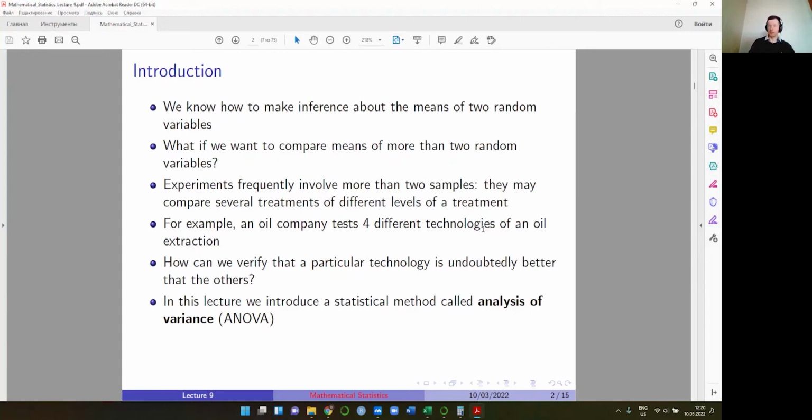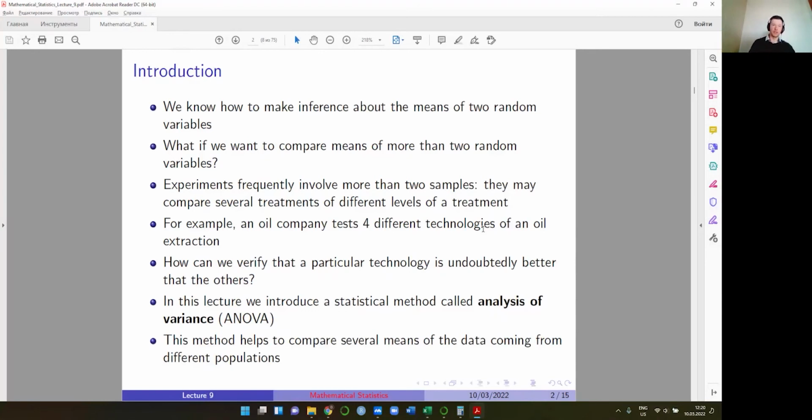So I hope you understand the problem. We want to compare population means for more than 2 populations, 3, 4, 5, and so on. This method helps to compare several means of data coming from different populations, or maybe the same. That's actually the question: whether the samples come from the same population or from different populations.